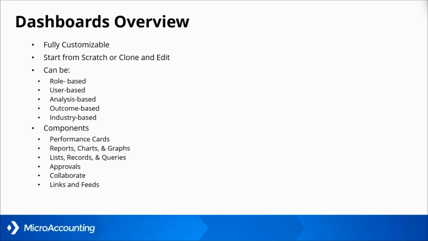So also, you have your components that we went through, your performance cards. Those are direct comparisons, relative correlations. They use account groups. You have reports, charts, and graphs that you can drill into the details and show either financial or memorized reports or charts. You can add your records or your lists or even your queries and your approvals, that sort of thing. And you can do your job directly from your dashboard.